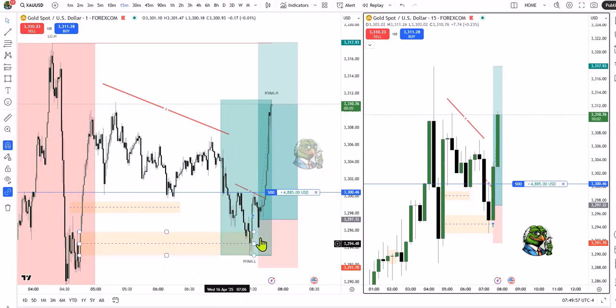I've taken a long down here. You can see we've come into what I am classifying as discount, right? A fair value gap on the way down is classified as a discount PD array inside of the ICT New York kill zone, right? Starts at 7 a.m.